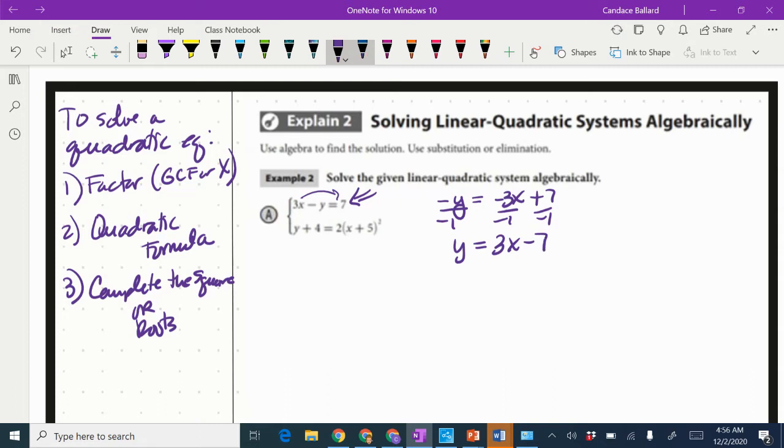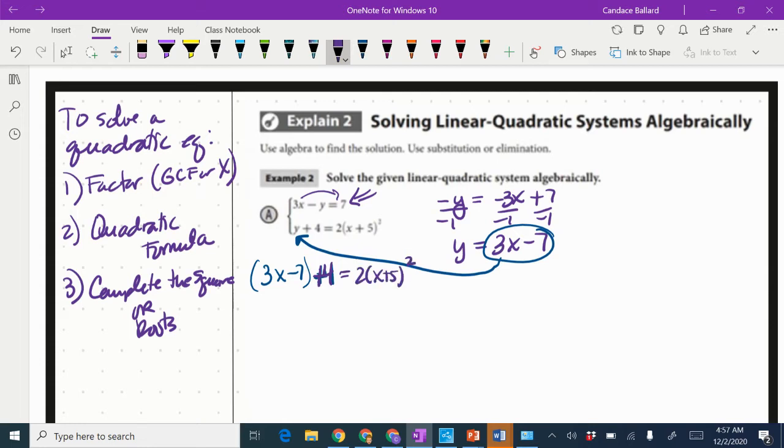Now I'm going to plug this in for the y in the second equation, because the goal is to get it down to a single variable. So I get 3x minus 7, which is what I'm plugging in for the y, and then I'm keeping the plus 4, plus 4 equals 2 times x plus 5 squared.